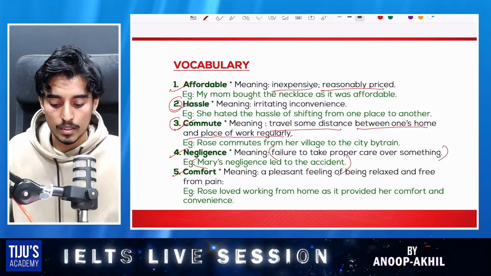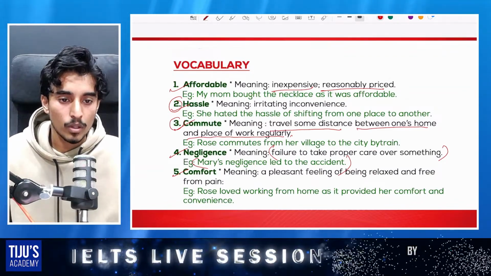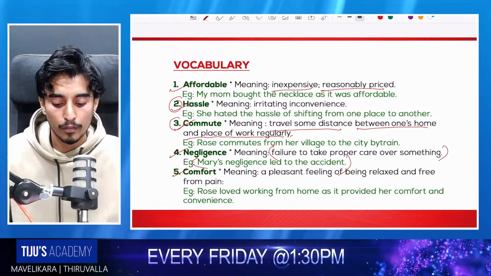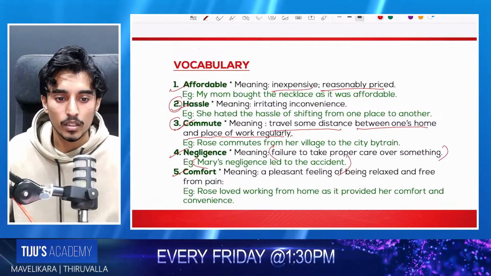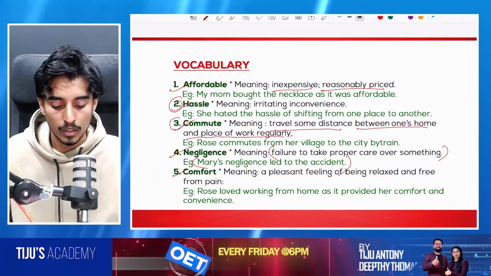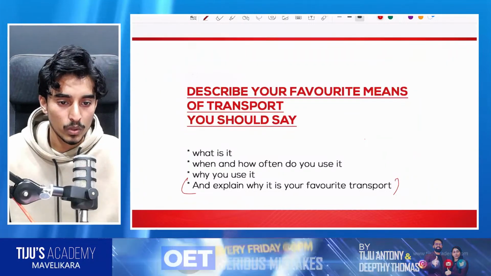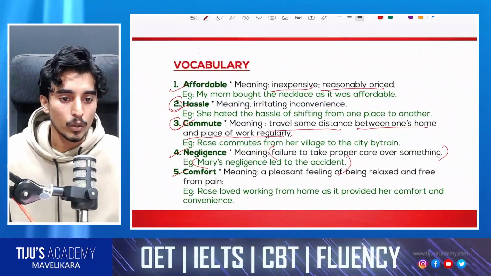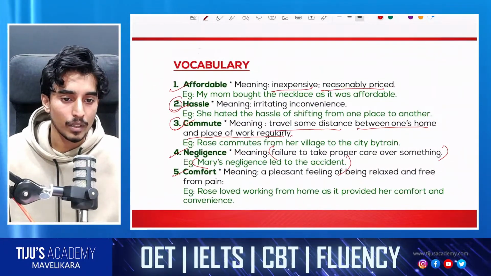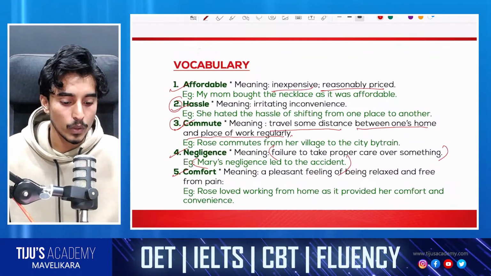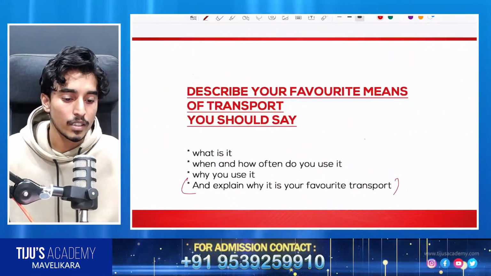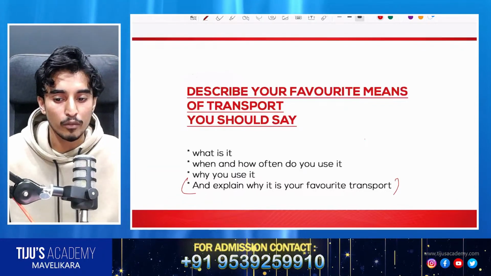Okay, I hope that these vocabulary words are clear to you. We have used the words affordable, hassle, commute, negligence, and comfortable. So you can see in this question, all these words which we have been looking at for the past few minutes are easily usable in task 2. In this question, you can easily use all these words and create a meaningful sentence.